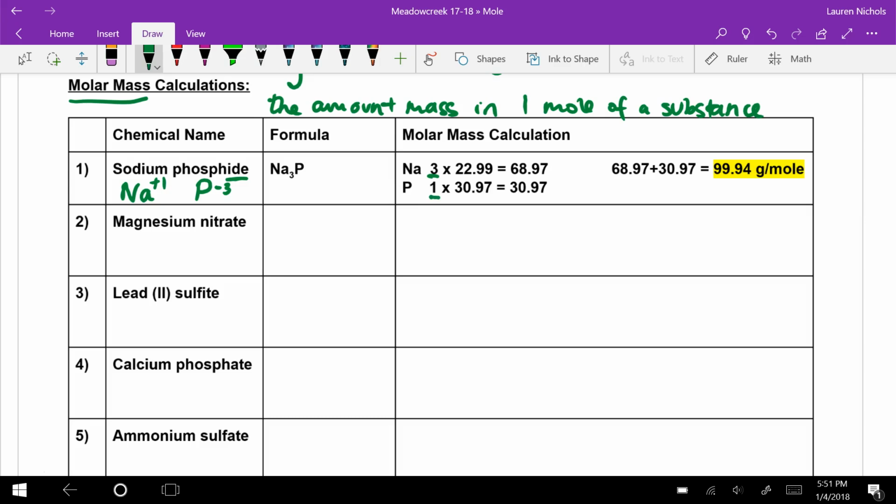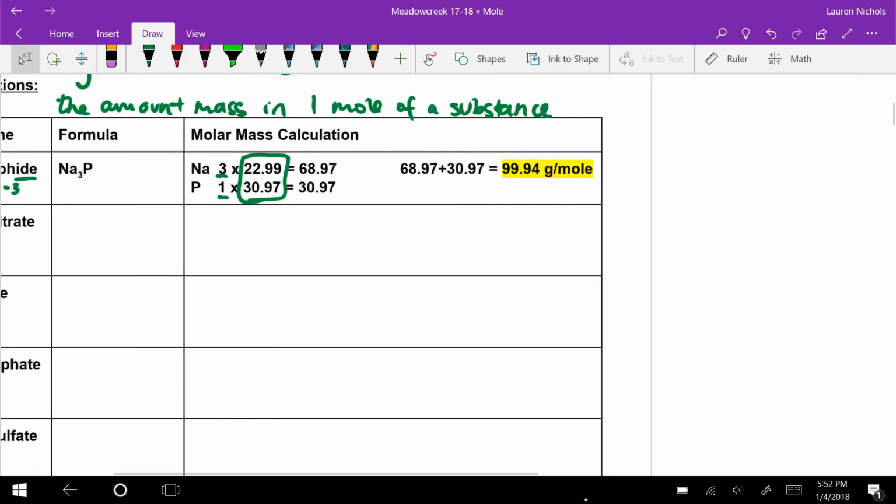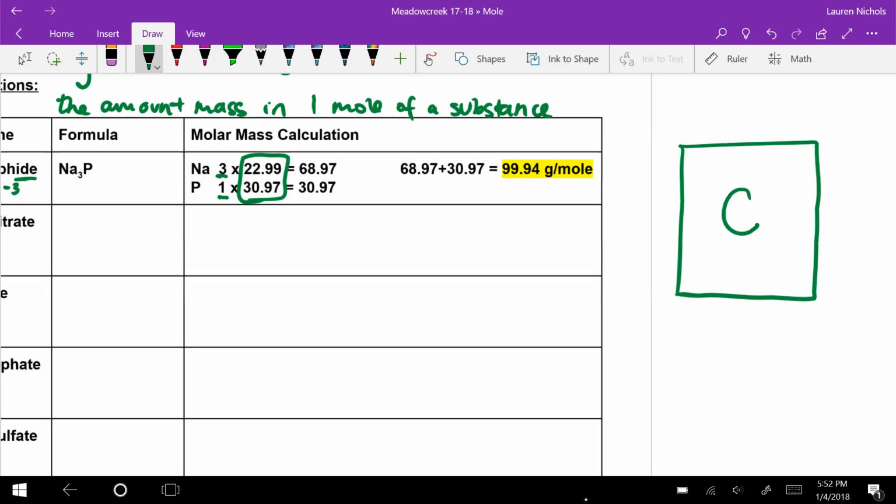And we have 1 phosphorus. Now, these numbers here, these are the atomic mass from the periodic table. So if you're thinking about a box on the periodic table, you know that, for example, if we were to look at carbon, carbon is number 6 on the periodic table, and it has an average atomic mass of 12.011, or you might just see 12.01, depending on how many decimals your periodic table goes.